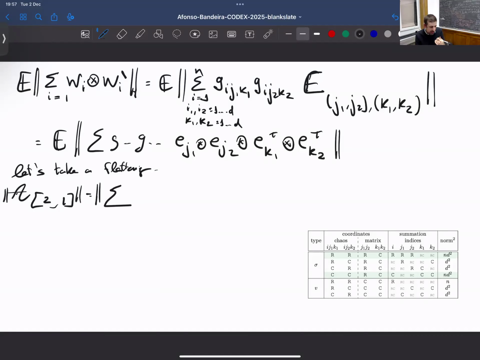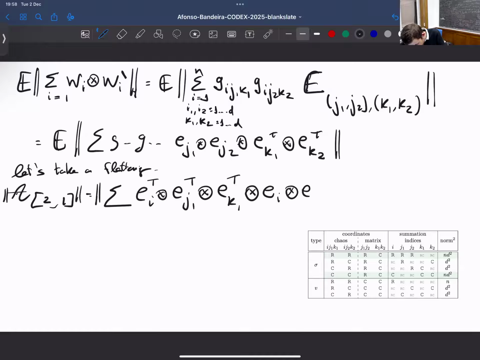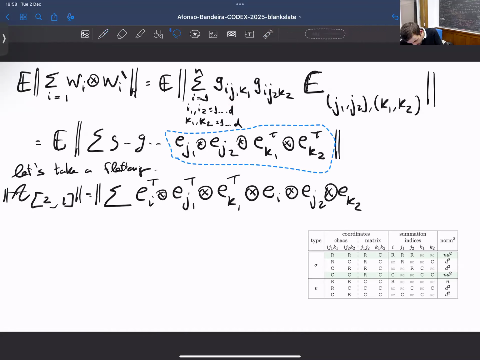What does it mean to take a flattening as a column? It just means that I'm summing with E transpose to whatever is the index. Right? So if I take the first one as a column, I have to take E, I, J, K1 transpose and sum over all of this. But in reality, all this is just taking the indices that show up here and doing EI transpose, EJ1 transpose, EK1 transpose. And now the one is going to be a row. EI, EJ2, EK2. And now I copy that. Let me be lazy and just do it like this.